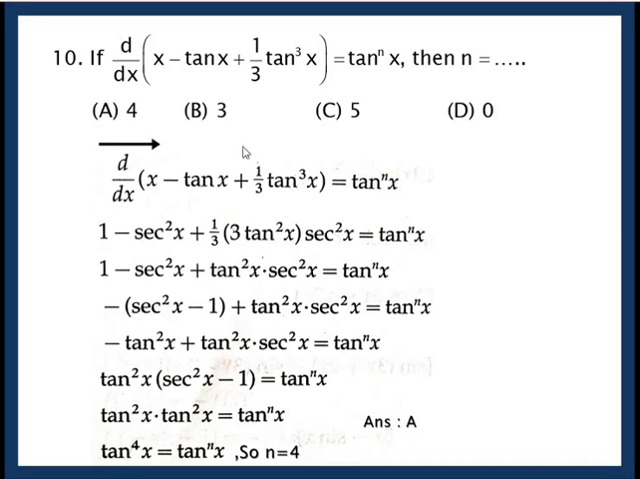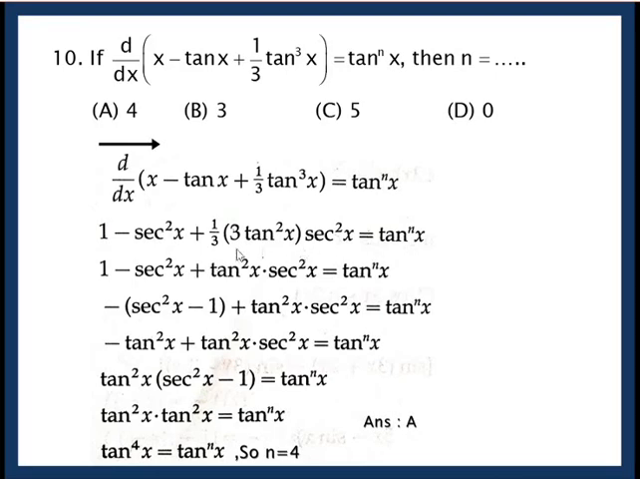If d/dx of (x minus tan x plus 1 by 3 tan cube x) is tan raised to n x, then n equals what? Now this is basically a sum of trigonometry. What is the derivative of x? 1. Of tan x, sec square x. What is the derivative of tan cube x? 3 tan square x into sec square x.